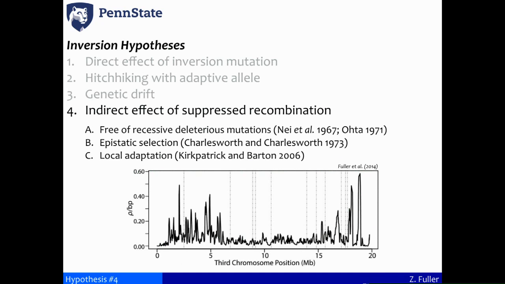And the fourth class of hypotheses are that inversions are established through their indirect effects of suppressed recombination. And so we've shown previously that on the third chromosome, as expected, in regions where multiple inversions overlap, we get a significant suppression of recombination, as indicated on the y-axis here. And this could be beneficial for a number of non-mutually exclusive reasons. So for instance, it could capture a segment of chromosome that's relatively free of recessive deleterious mutations. It could be holding together multiple loci that interact beneficially, so a form of epistatic selection, or it could capture sets of locally adapted genes or alleles.